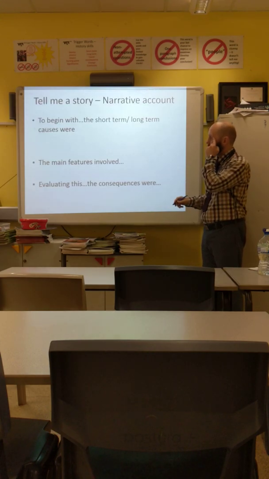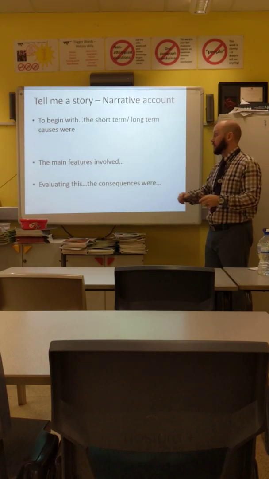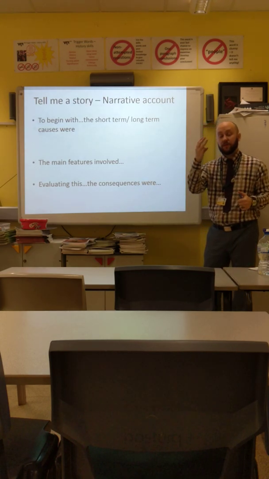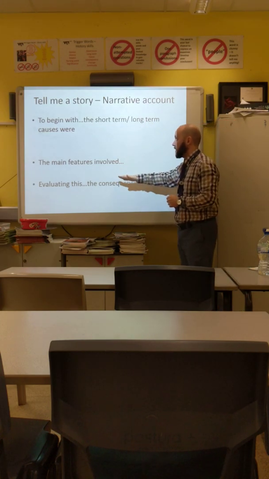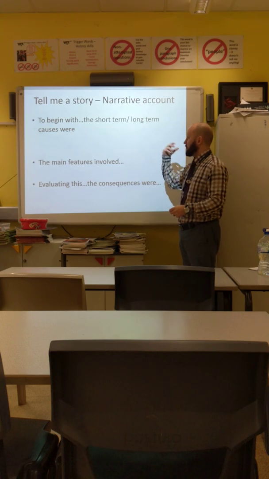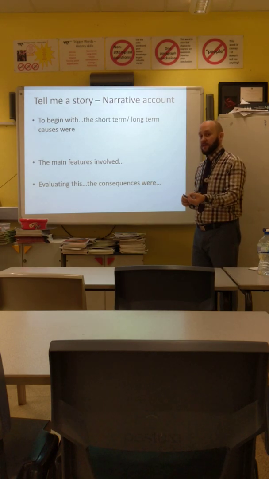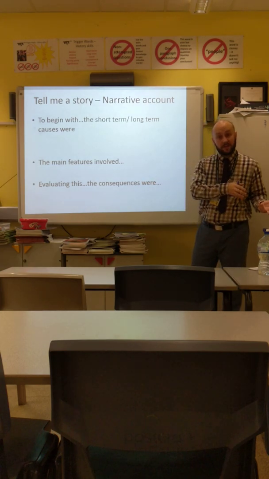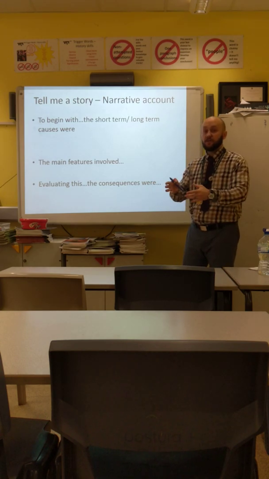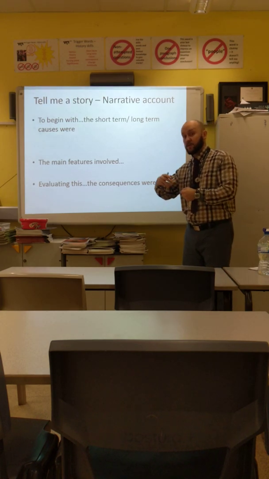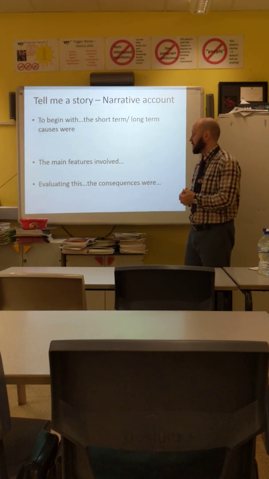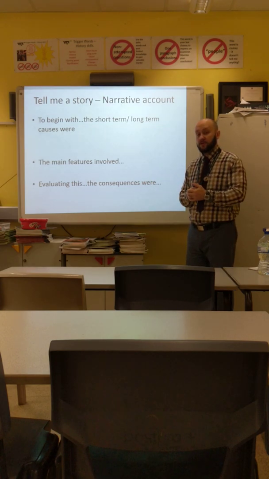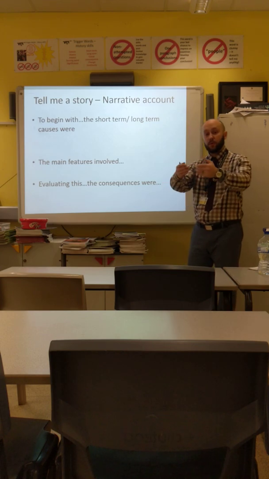So let's look at the skills. How do you answer this? Well, tell me a story to begin with. The main features involved, evaluating this. It's a 3-part answer. So your beginning, middle and end. So to begin with, the Hungarian uprising started in 1956 because of student dissatisfaction in Hungary. There were long-term causes from World War II because Hungary and the Soviet Union were historic enemies. This even went back to World War I, so there was a lot of enmity on both sides. The main features involved. Imre Nagy, the leader, listened to his people and tried to take them to freedom by pulling out of the Warsaw Pact.